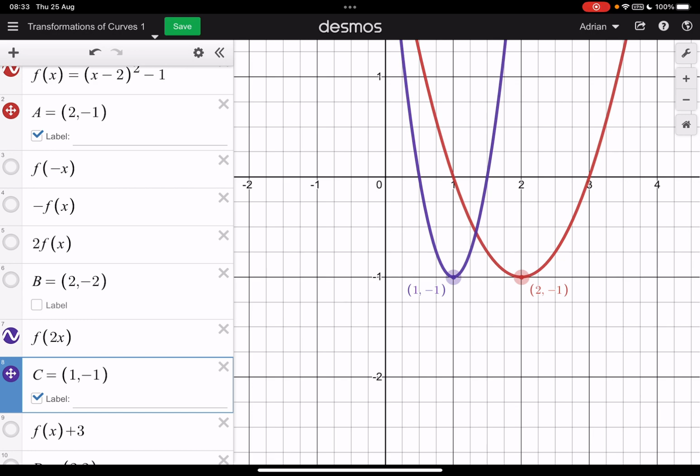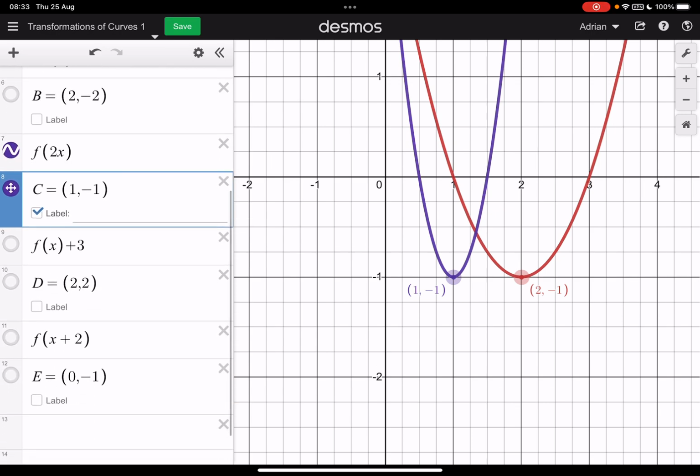And again, let's look at the vertex. Because it's now horizontally, I've multiplied the x number by a half. So it's doing the opposite of what's in the bracket. Not times by 2, but multiplied by a half. The y number stayed the same.